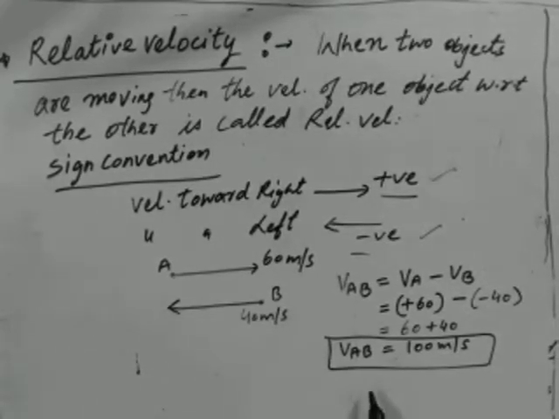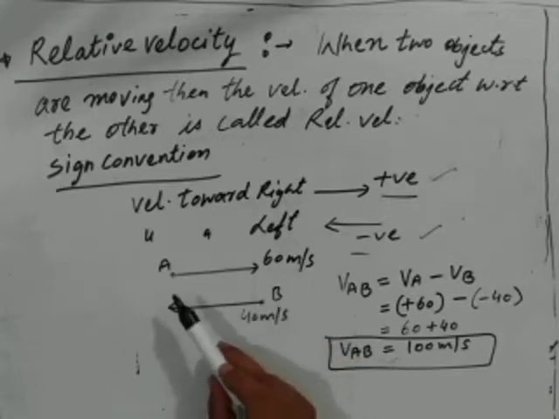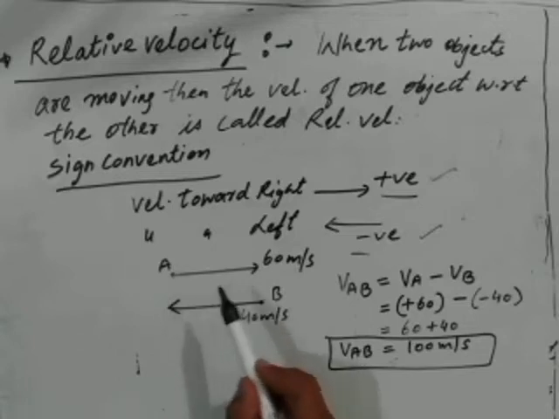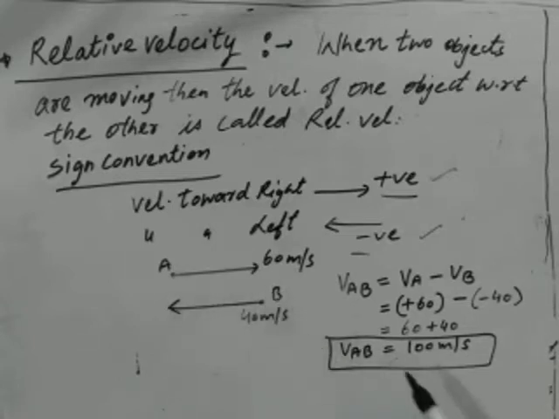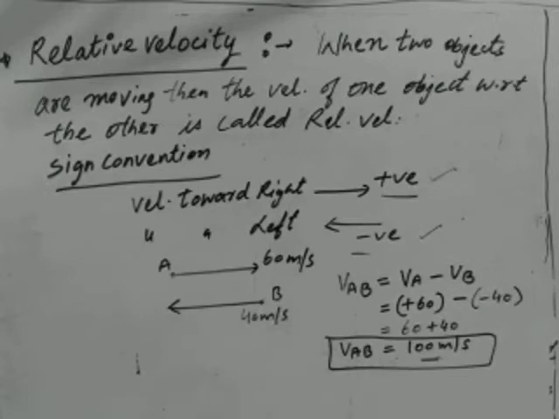So the person sitting on car B will observe that the person sitting in the car A is coming towards B with a speed of 100 meter per second, and the person sitting on the B will act as a stationary object. This is the meaning of the relative velocity.